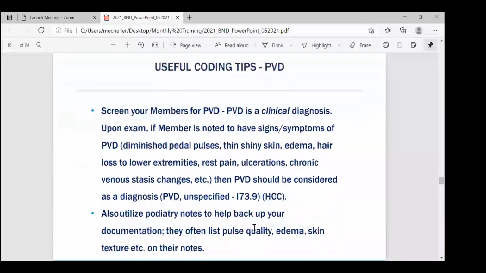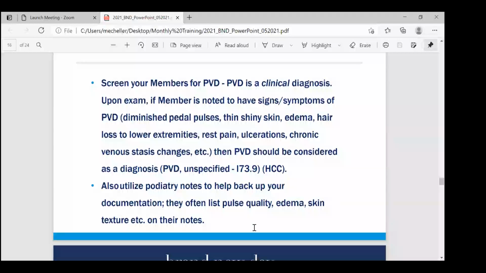So, more useful codes and tips. We want to screen members for PVD. PVD is a clinical diagnosis. Upon the exam, if a member is noted to have signs and symptoms of PVD, such as thinning, shiny skin, edema, and hair loss in the lower extremities, then we should be considering a diagnosis of I73.9 for PVD.